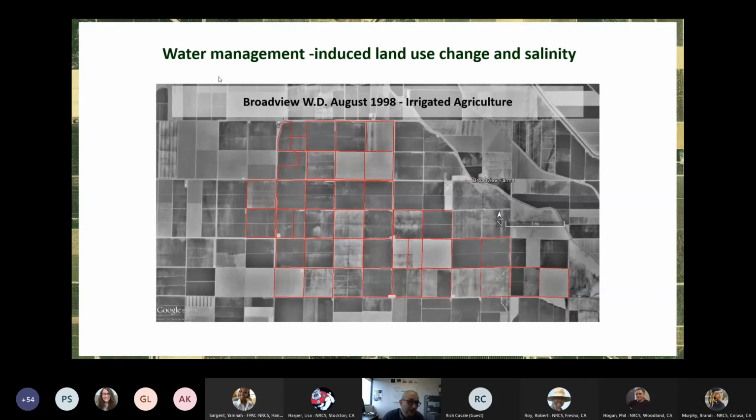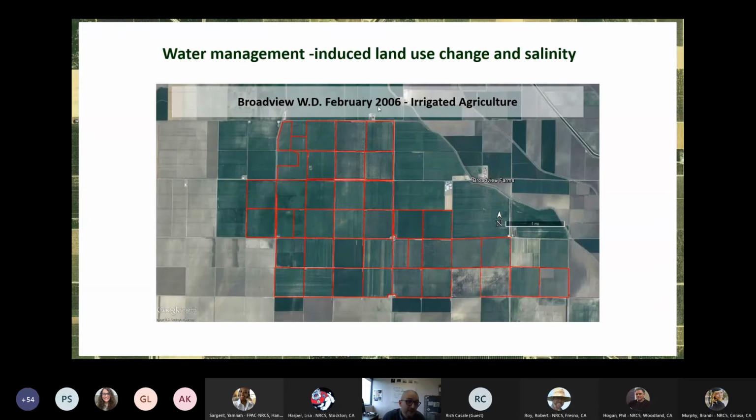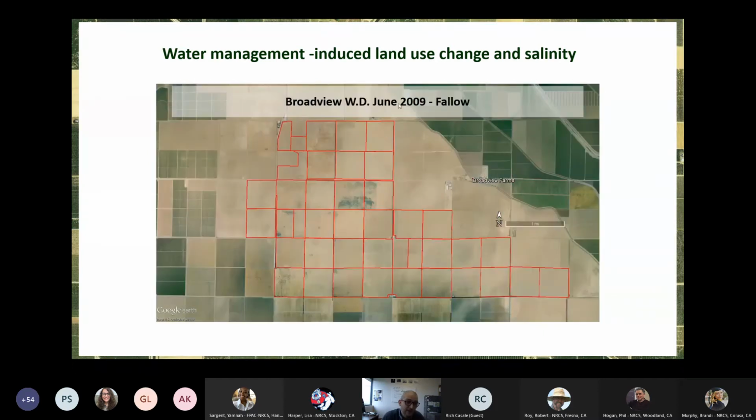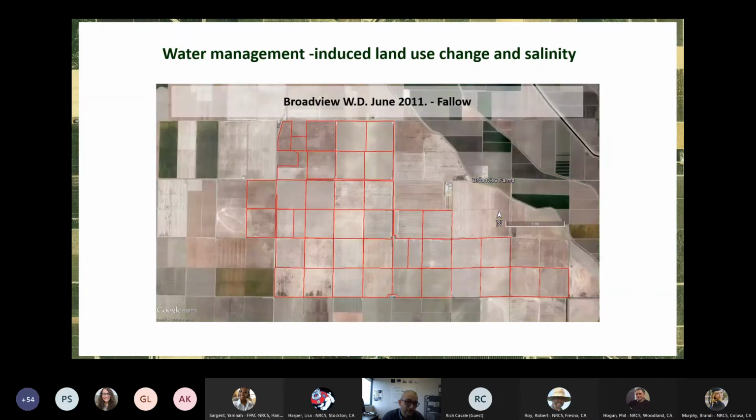There's one example that I can give you today on water management induced land use changes and salinity in the Broadview Water District in Central California. This was a very productive water district in the 90s and early 2000s. But in mid 2006, they sold the water rights to another water district, and then they fallowed all the fields. So you can see that from being very productive, it went a few years later to pretty much bare land where nothing can really grow, most likely because of higher levels of soil salinity.